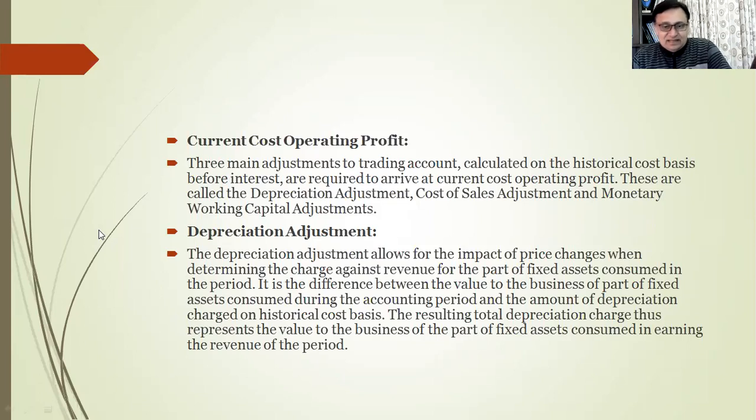So similarly for current cost operating profit, we will make certain adjustments to the trading account which are calculated on the basis of historical cost before interest, which are required to arrive at current operating cost. So these are called depreciation adjustment.